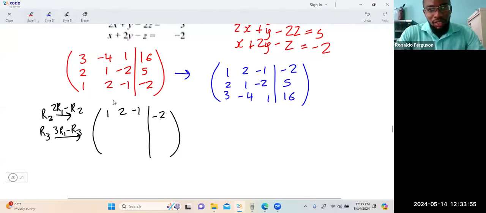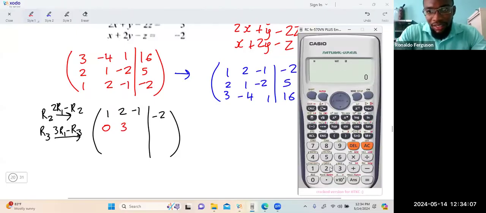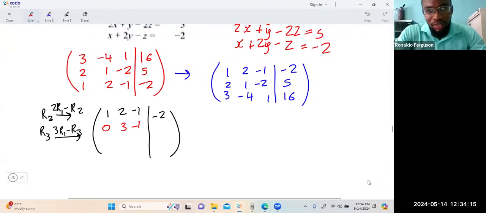But then row 2 becomes 2 times 1, 2, 2 minus 2, 0. 2 times 2, 4, 4 minus 1 is 3. I don't like dealing with negatives, so I bring out the calculator. 2 times minus 1 minus 2, negative 4. And then 2 times, again, I don't like negative numbers.